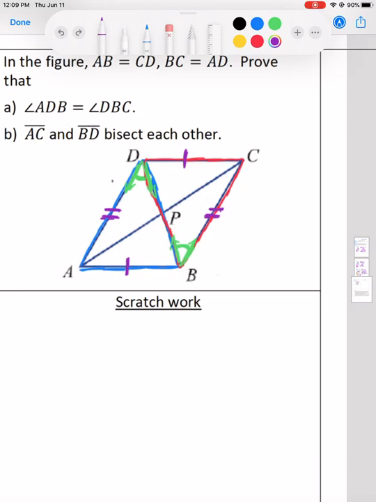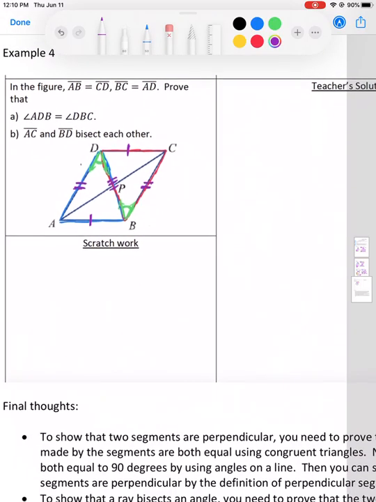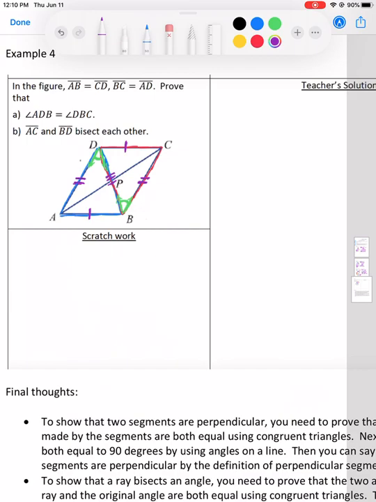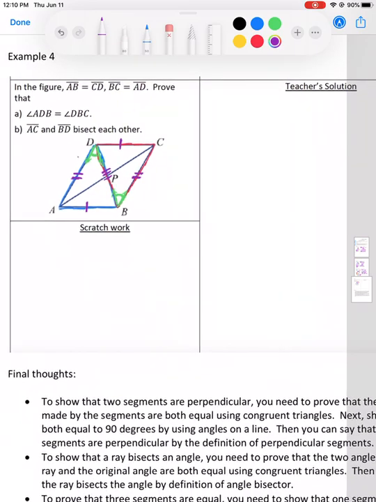So the other option is side, side, side, and the other side of these two congruent triangles is right here. Now this looks promising because on the red and blue triangles, DB is common between them. So it looks like we'll be using side, side, side. Our goal is to show that the red and blue triangles are congruent with side, side, side, and then show that the angles ADB and DBC are equal through corresponding angles of congruent triangles. I'm going to go ahead and show you that with the teacher solution. You can do as much of the preliminary work and scratch work as you would like as well.